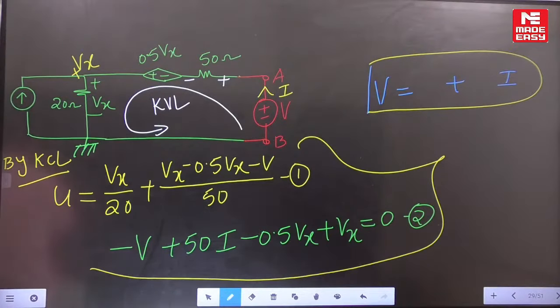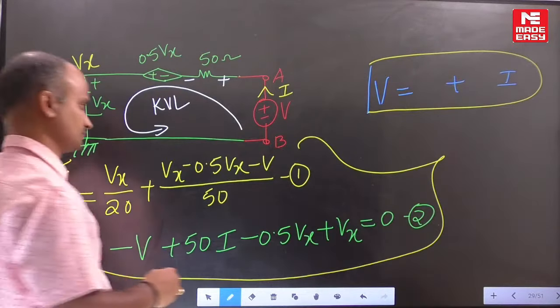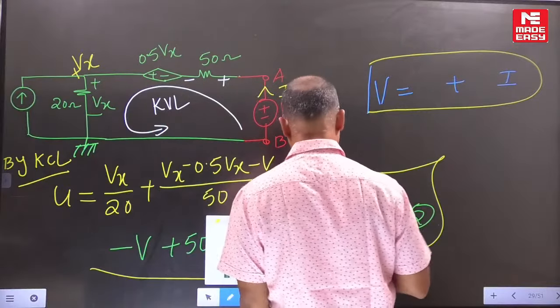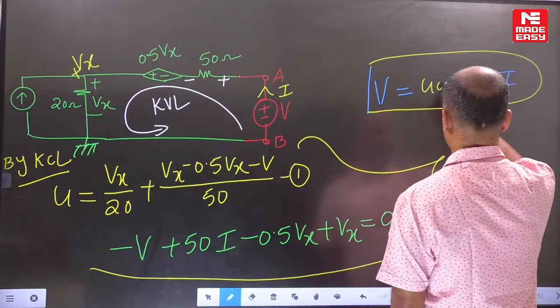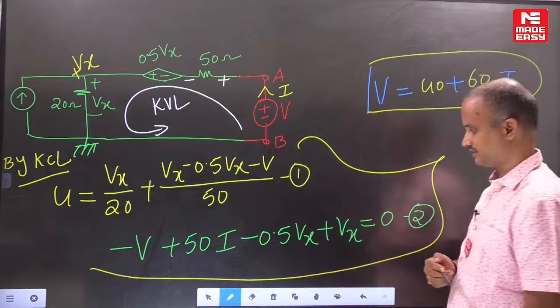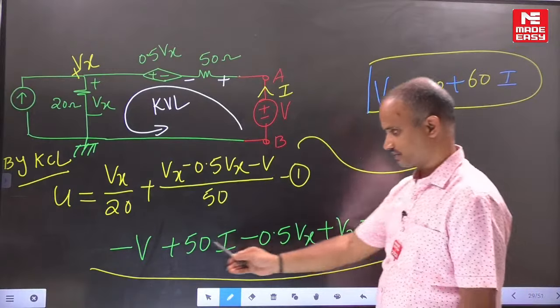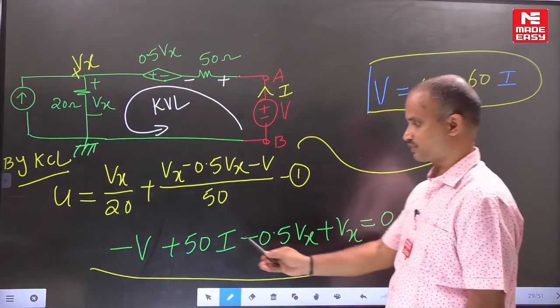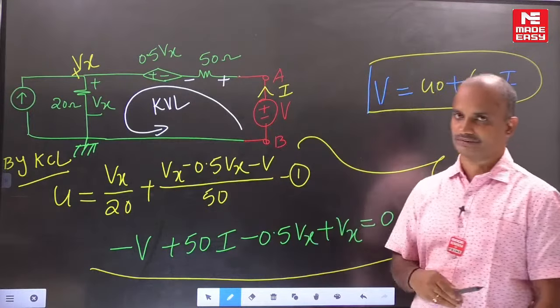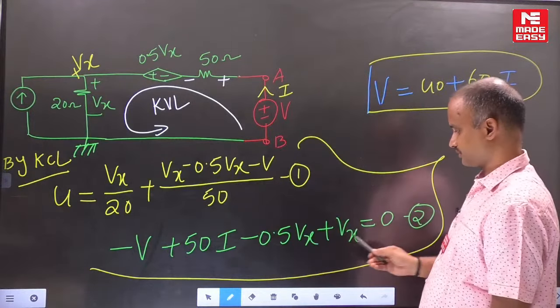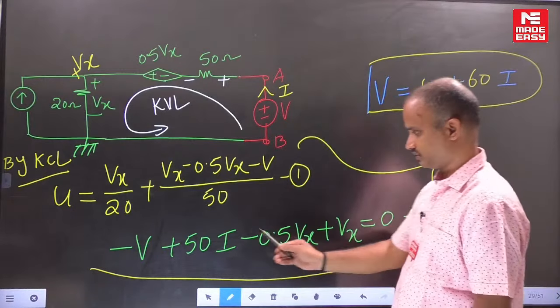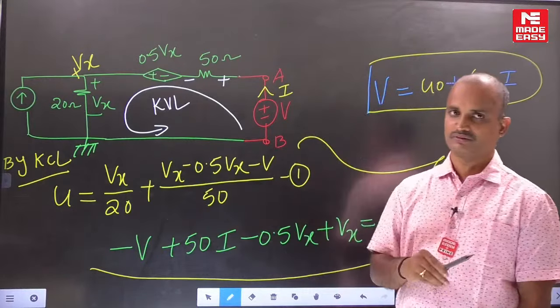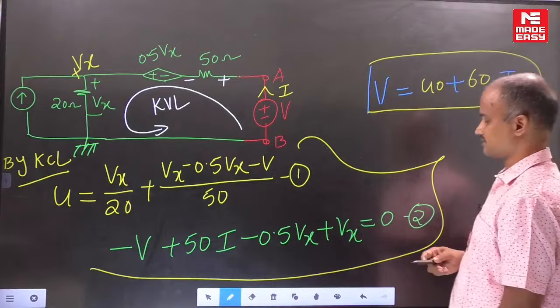Can you rearrange this equation? Check karo ji. Check karo, somebody is saying 40 plus 60i. Getting now? Rearrange this equation. In this one, try to separate the Vx value in terms of V and I. Now substitute that one here. From this equation, separate the Vx value in terms of I and V, substitute here. Simplify, you get like this.